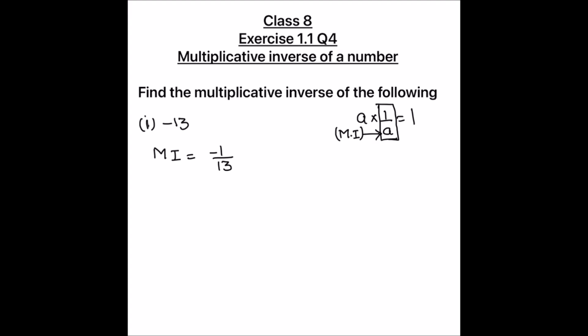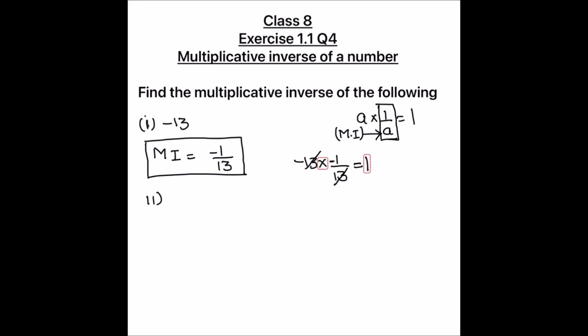To check for the multiplicative inverse, let us multiply and check. If we get 1 by multiplying it by minus 1 by 13, then minus 1 by 13 is the multiplicative inverse. Let's check it. Minus 13 times minus 1 upon 13: here 13 and 13 get cancelled and minus 1 times minus 1 is 1. So we are getting 1. That means minus 1 by 13 is the multiplicative inverse of the number. So the multiplicative inverse of minus 13 is minus 1 by 13.